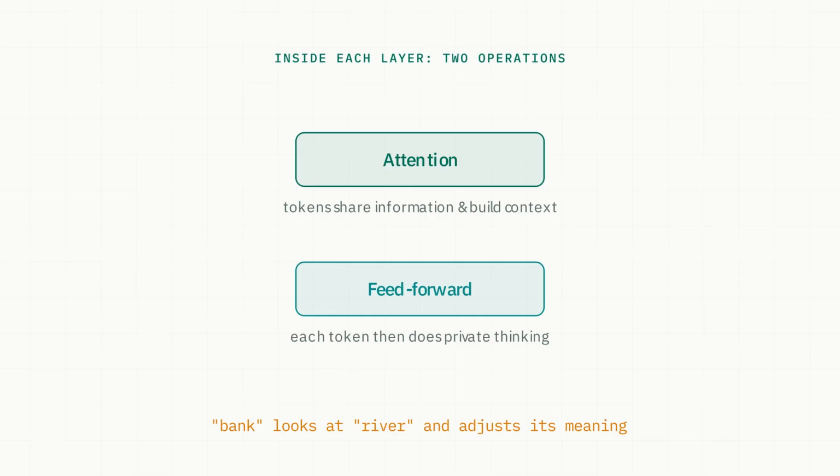The first lets the tokens communicate with each other. It's the step where the word bank finally gets to look around, notice the nearby word river, and adjust its own meaning accordingly. This communication step is called attention. The second operation then takes each token on its own and does some private computation on it, a little burst of thinking. This part is called the feed-forward network.